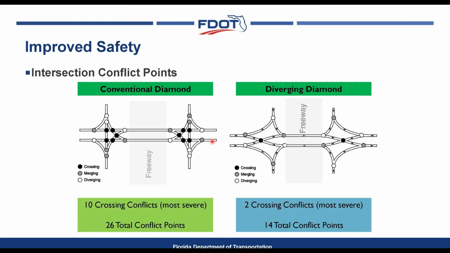So in total, the DDI has reduced the total conflict points by nearly 50% and reduced the crossing conflict points by 80%. Based on this reduction alone, you would expect fewer crashes to occur at the DDI.